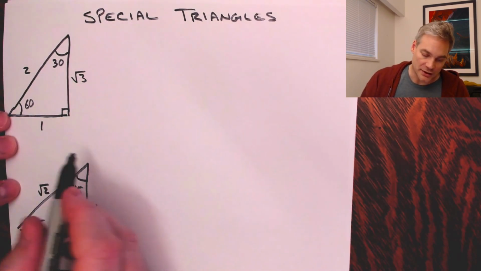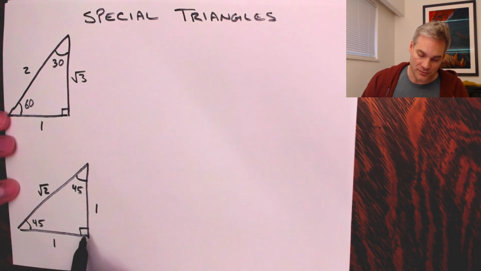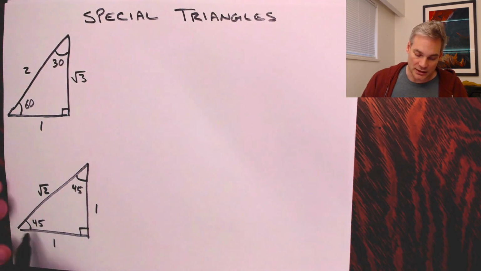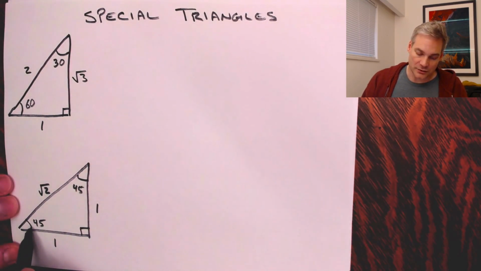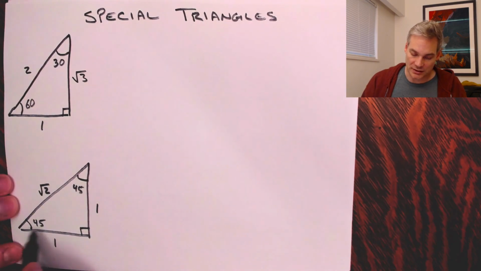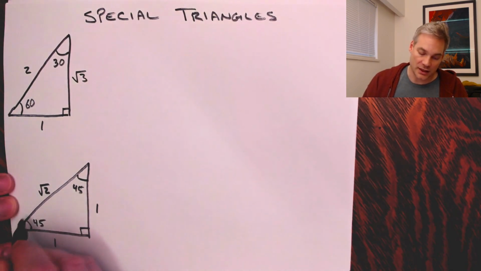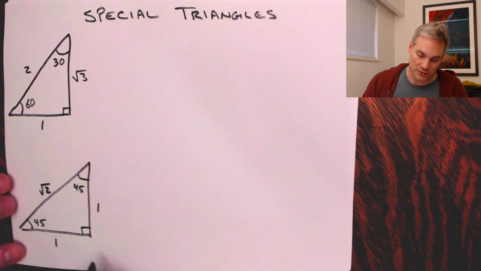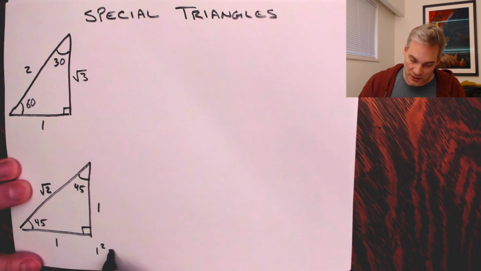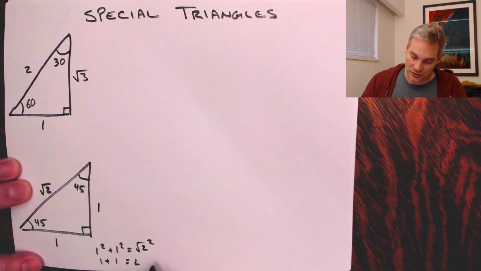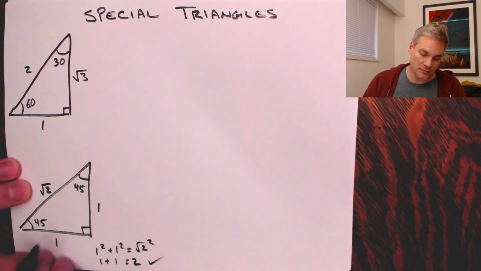They're both right triangles, and in this case, there's an angle of 45 and 45. So this is also an isosceles triangle, but it has a side length of 1 and 1 and a hypotenuse of root 2. So we can just check that. That's 1 squared plus 1 squared equals root 2 squared. That's 1 plus 1 equals 2. That's good.